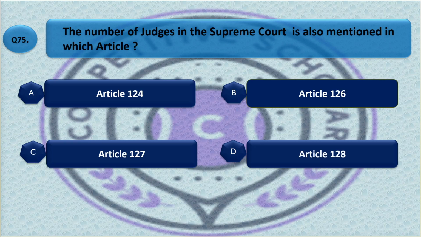The number of judges in the Supreme Court is also mentioned in which article? Option A, Article 124. Option B, Article 126. Option C, Article 127. Option D, Article 128. So the answer is option A, that is 124.